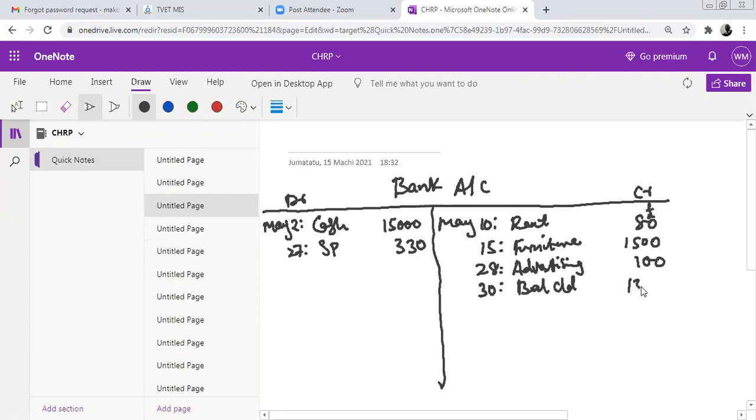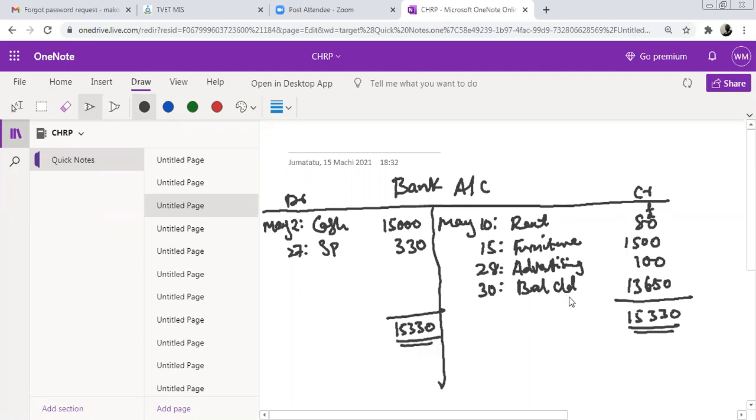13,650. Okay, 13,650, yes. 15,330 minus 1,680. If we put 13,650 there, then we shall have 15,330 on the credit. And here we shall have 15,330.